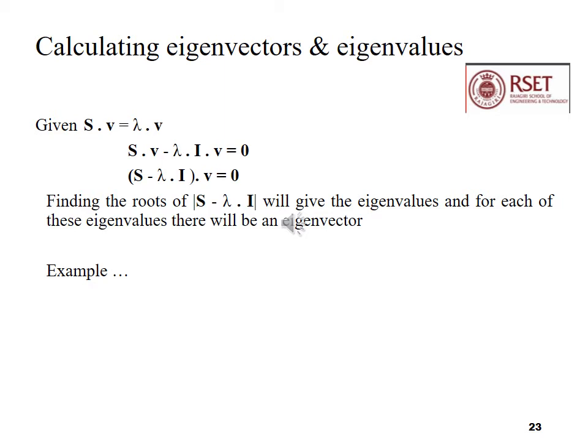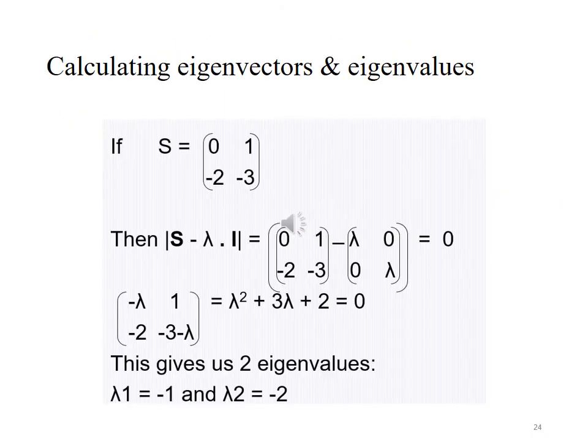And how to calculate eigenvalues and eigenvectors, we will explain in the coming slide. Let's see a simple example of how we can calculate eigenvalues and eigenvectors. Consider a matrix S equal to [0, 1; -2, -3]. And you can write the expression S minus lambda times the identity matrix, which is equal to 0. And you will get a quadratic equation, lambda square plus 3 lambda plus 2, which is equal to 0.